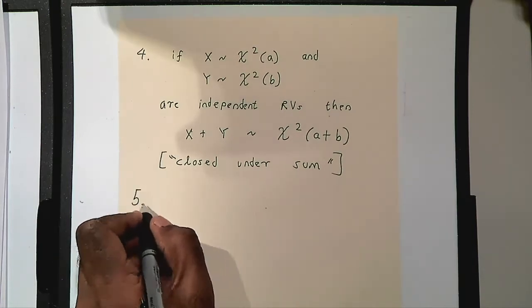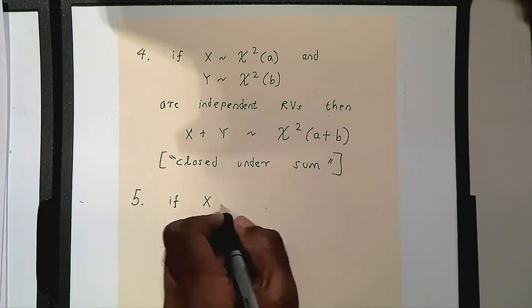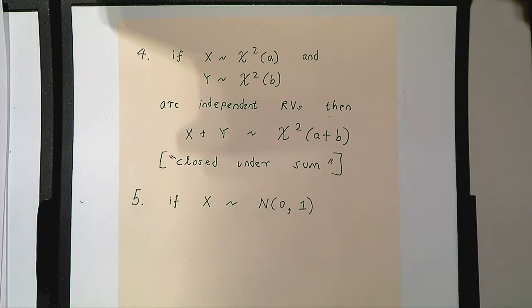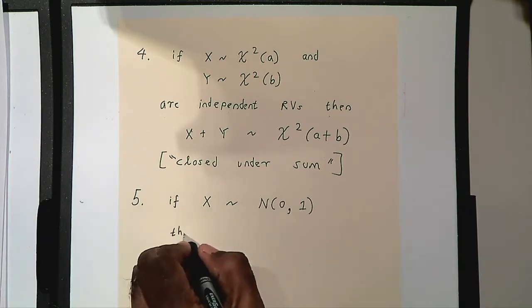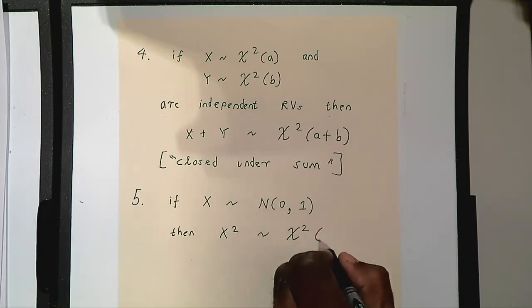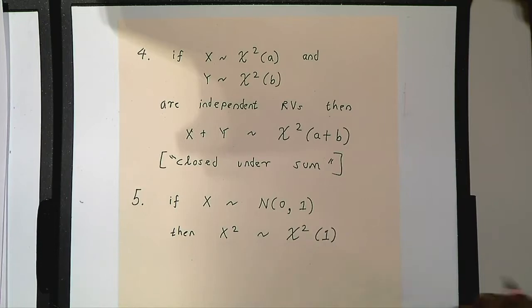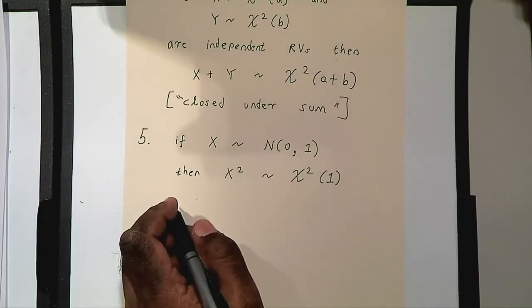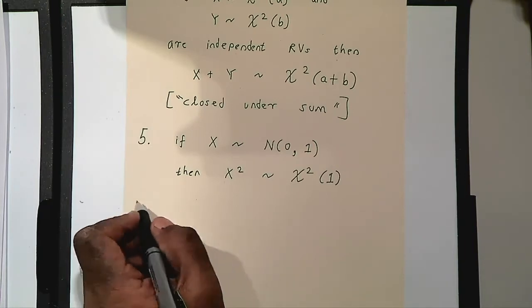Number 5, if x is a standard normal variable, right, then x squared is a chi-squared variable with 1 degree of freedom, right? Okay, that's number 5. And number 6, this is the last one.